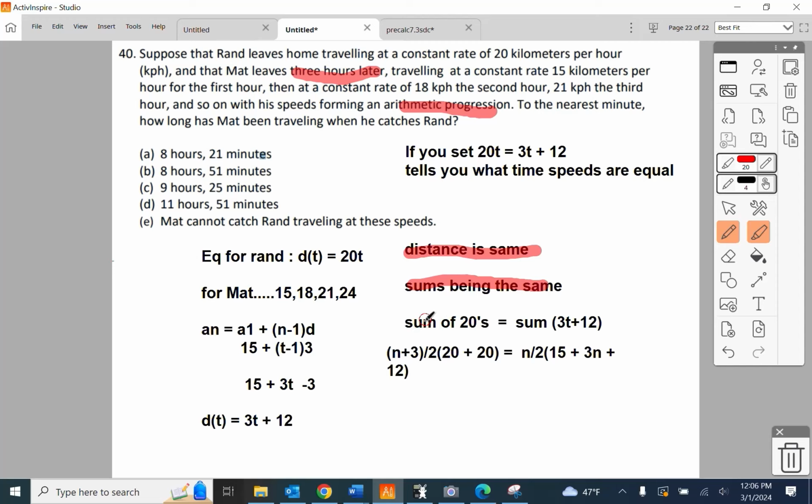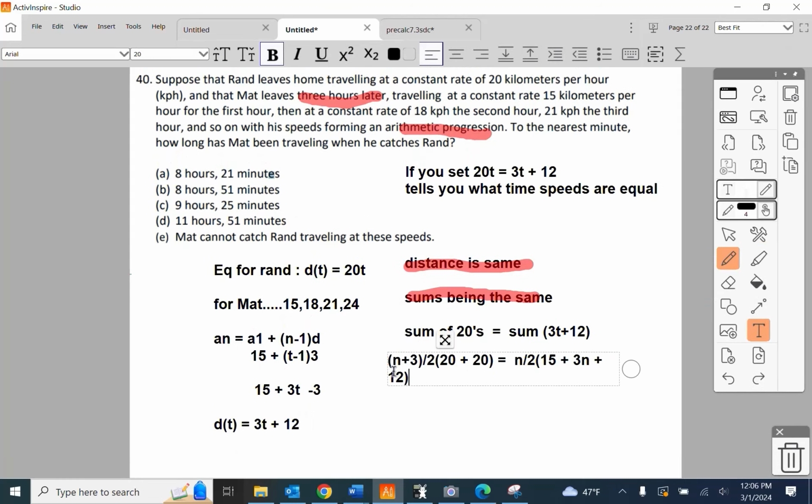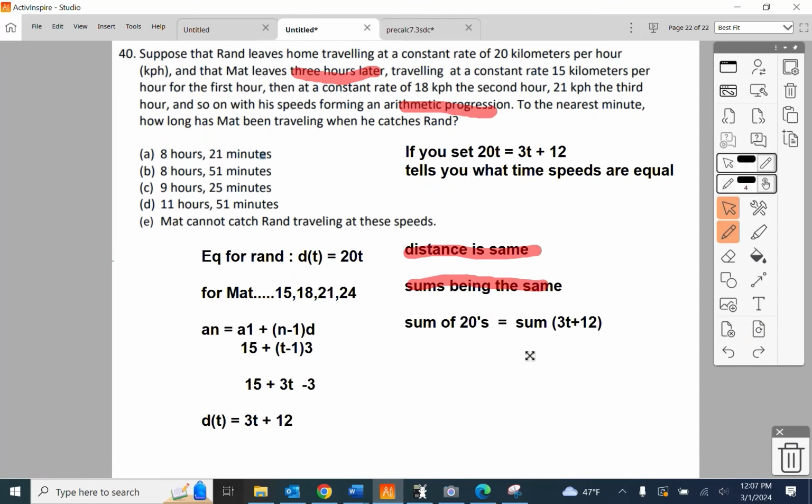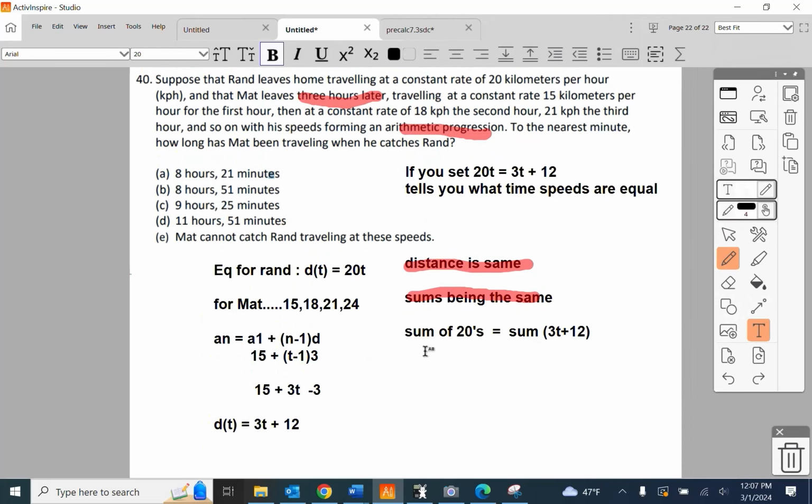So here we have on Rand the sum of 20s, and on Matt we have the sum of 3t plus 12. I wish I could get that all in one line there. Anyways, let me just delete this and start over, and I'll try and explain it. Now, you're supposed to know your summation formulas. I'll try and show this an easier way too if I can. We'll see if I can.